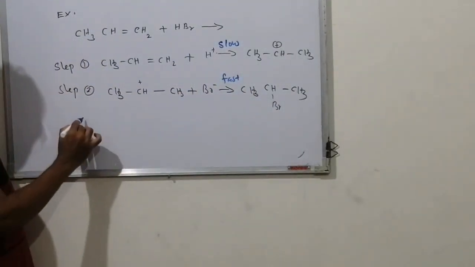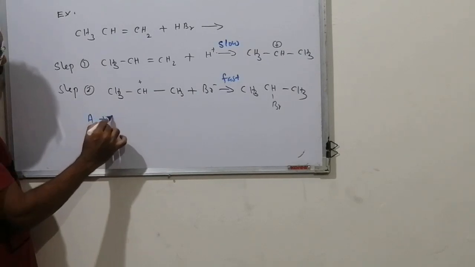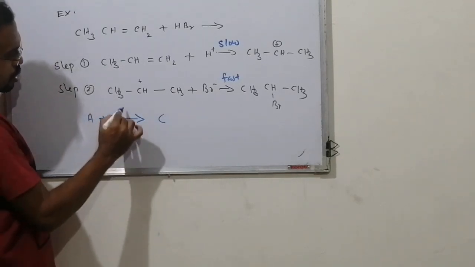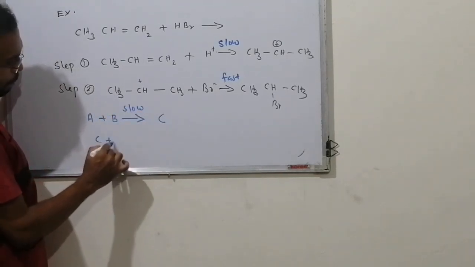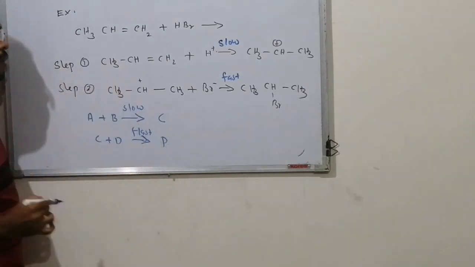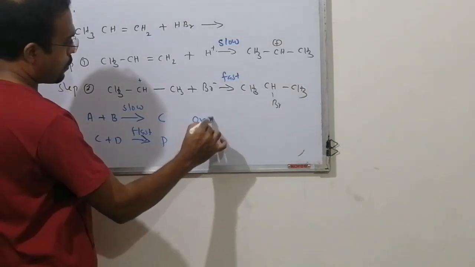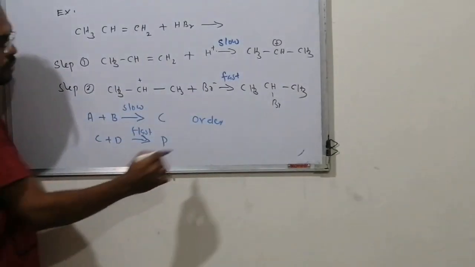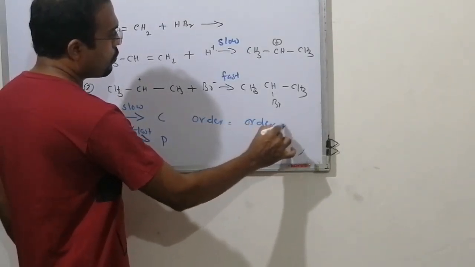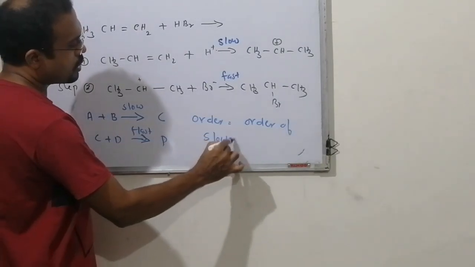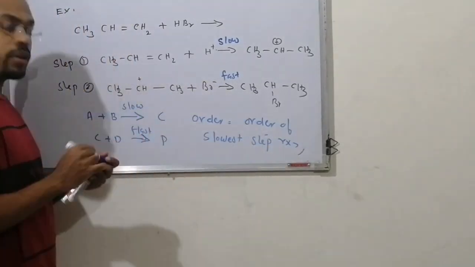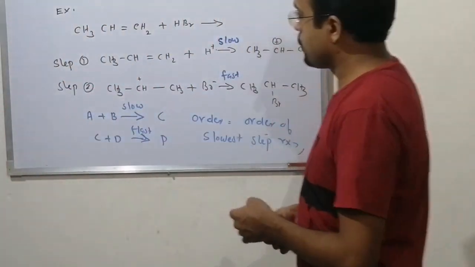Therefore, in this reaction, A plus B gives C, slow; C plus D gives P, fast. What is the order of this reaction? The order of the reaction is equal to the order of the slowest step of the reaction.